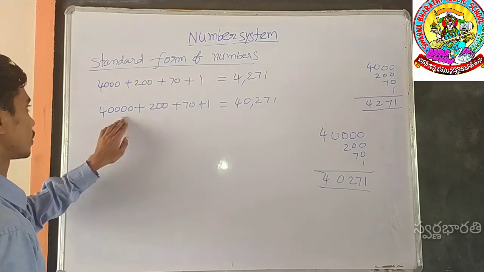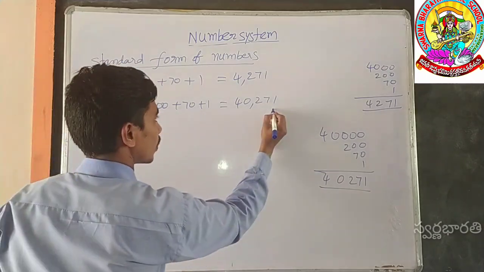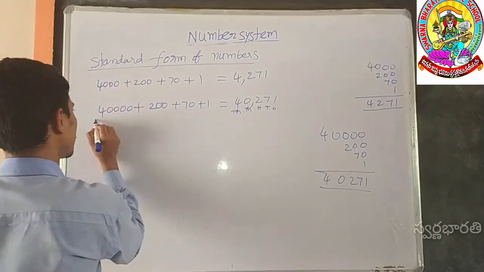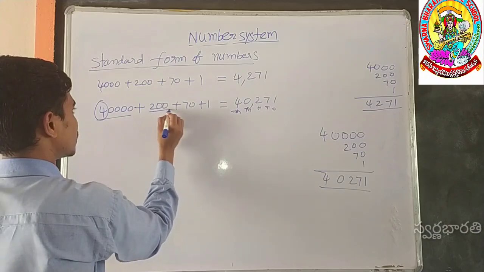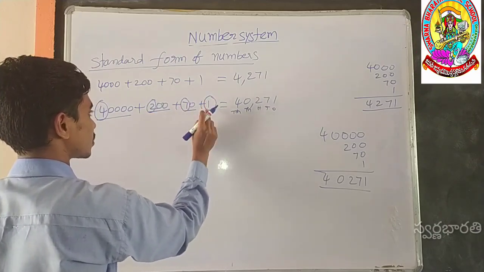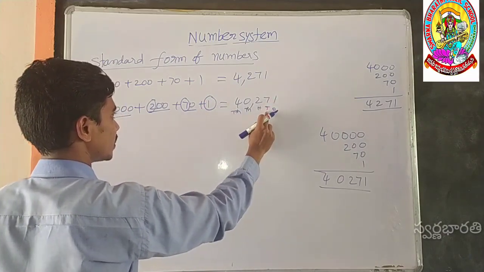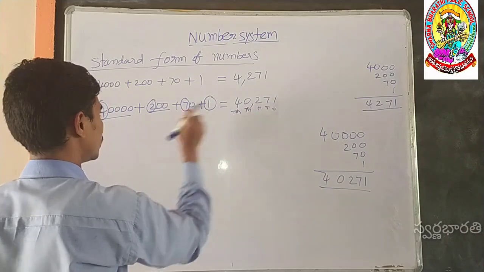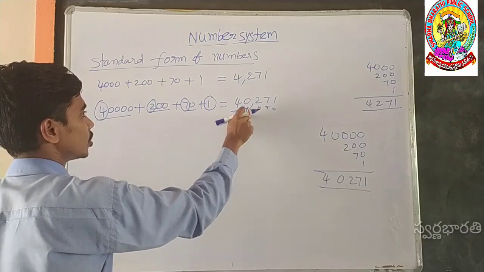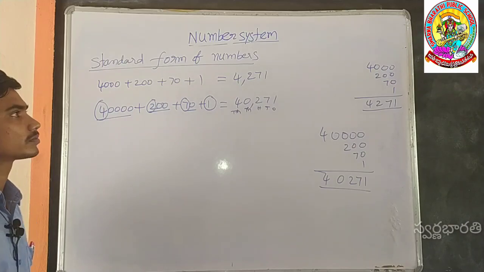Here 40,000, 10,000s place, then after that thousands place is not there. So ones, tens, hundreds, thousands, 10,000s: 10,000s is there, that is 4; hundreds is there, that is 2; tens place is there, that is 7; next ones is also there, that is 1. So keep the digit in ones place 1, tens place 7, hundreds place 2, but there is no digit for thousands place, so simply insert 0 in that place. This is the standard form of numbers.